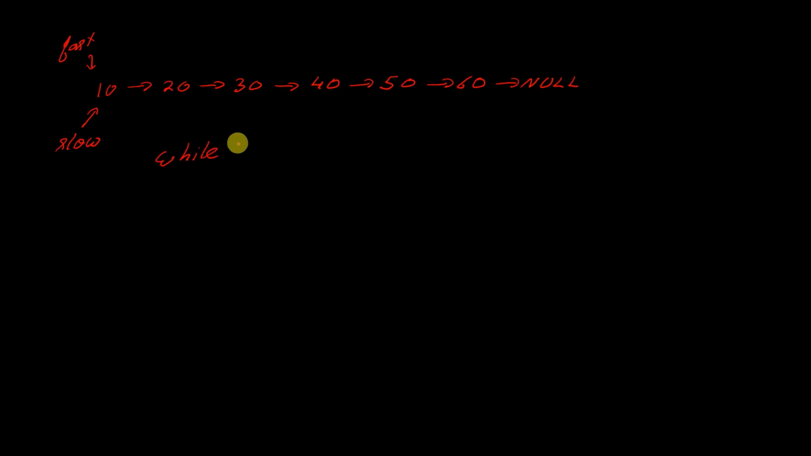So let us consider a linked list as 10, 20, 30, 40, 50, 60 and null. So to solve this question, we will keep two pointers and point toward the head of the linked list. The one is slow and the other one is fast. So we will move the fast pointer while n--. So while doing this, we will move our fast pointer to its next.